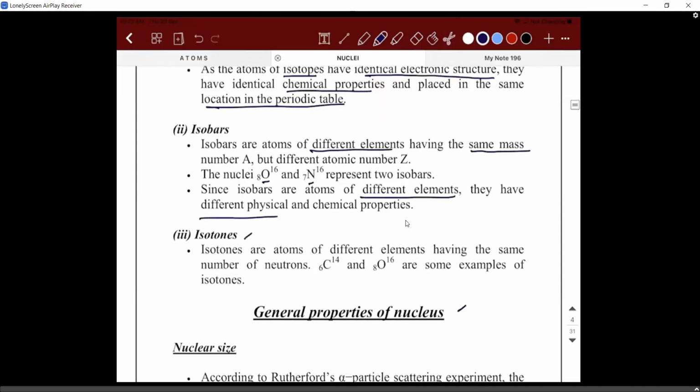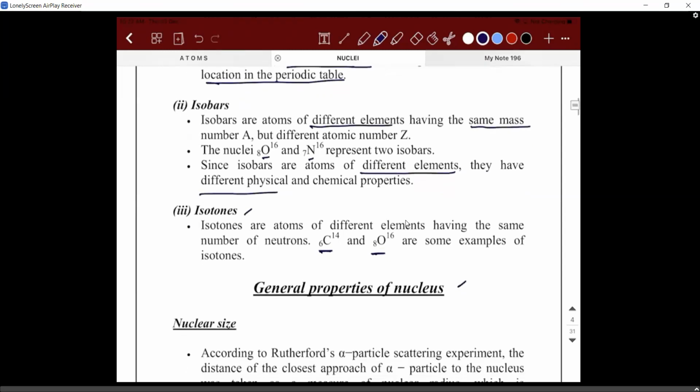What are isotones? Isotones are atoms of different elements having the same number of neutrons. Nowhere do electrons get involved. For example, C14 and oxygen 16. 14 minus 6 gives you 8. 16 minus 8 is also going to give you 8. So these two are isotones.